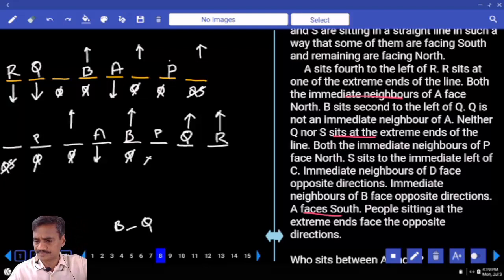Then next one, S sits to the immediate left of C. That means S and C must be together.